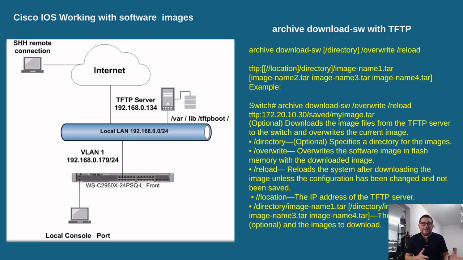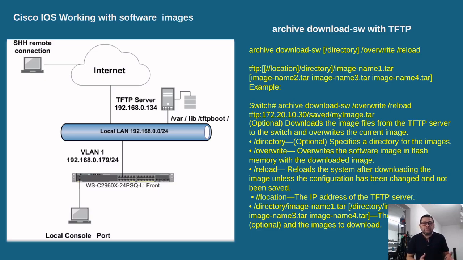So a few key aspects of the archive download-sw: the automatic installation extracts the file and sets the boot variable automatically. If you have a virtual chassis configuration, it upgrades all members of the stack simultaneously. And basically this is the method that Cisco recommends.